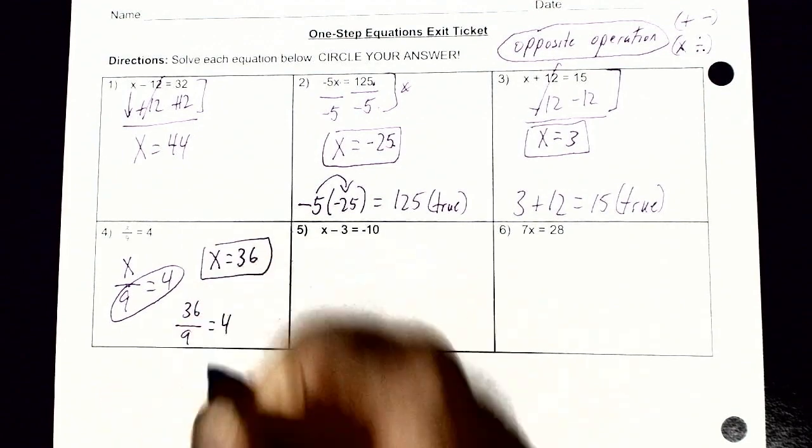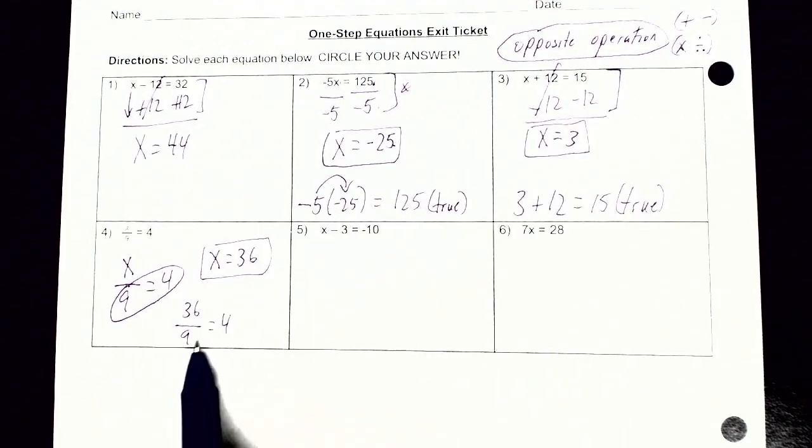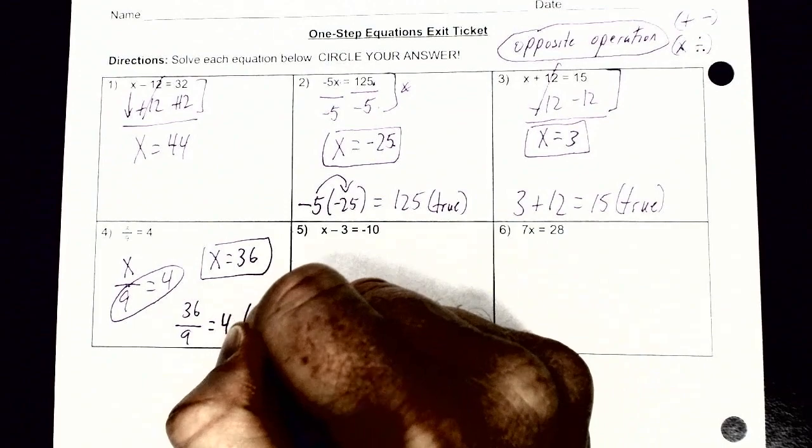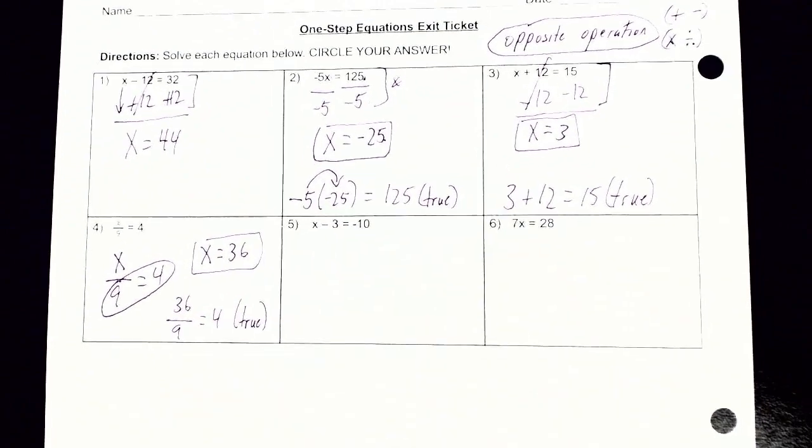And does that equal 4? Well, 36 divided by 9 does equal 4, so that is also a true statement. Okay, let's finish these up.